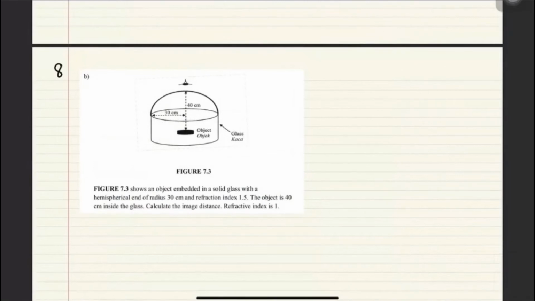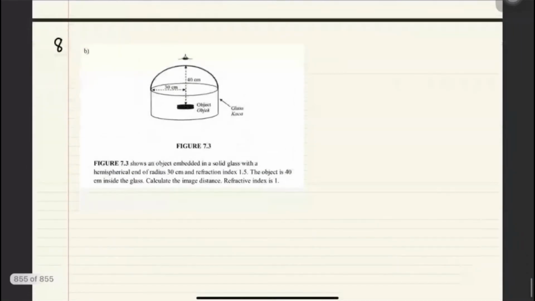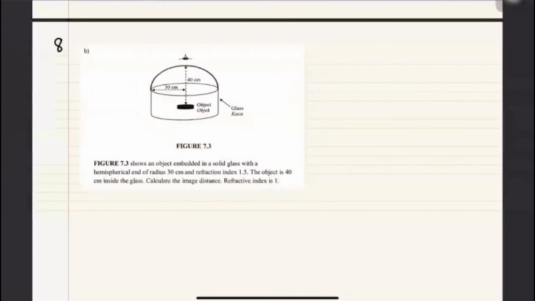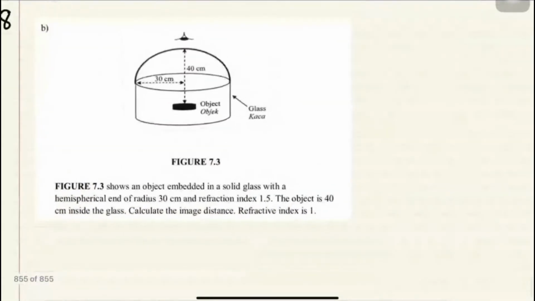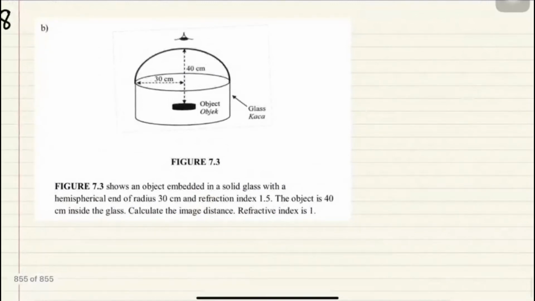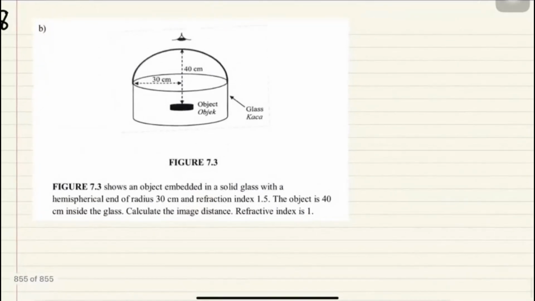Okay. The question says this figure shows an object embedded in a solid glass with a hemispherical end of radius 30 cm and refractive index of 1.5. If you look at the two questions asked, both actually involve a spherical surface, refraction at a spherical surface, so it is expected. Maybe because of lack of practice, it seems a bit confusing. The object is 40 cm inside the glass. Calculate the image distance, where the refractive index outside is 1.